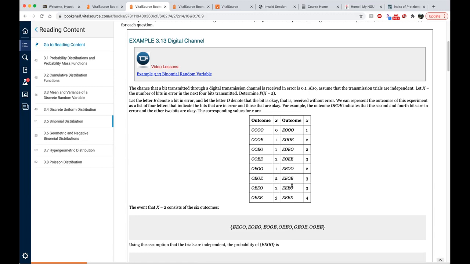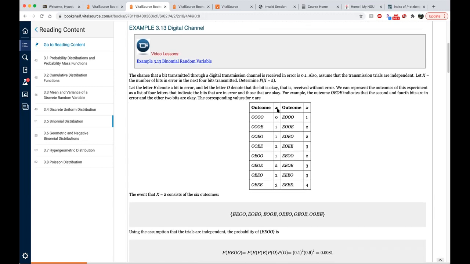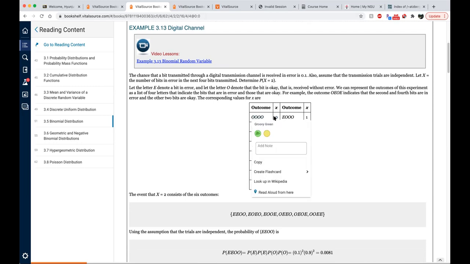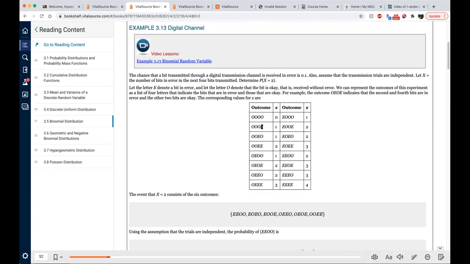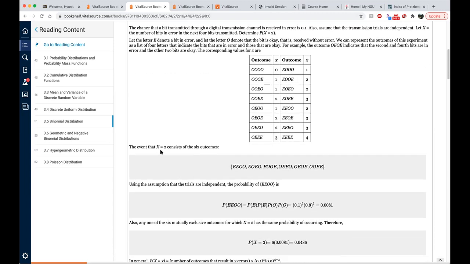So doing that, these are all the possible cases of the sequences. Now X is the number of successes. I know it sounds weird, but let's say a success means that we got an error. So the first outcome has 0, the second outcome we got one success, meaning one error. So now we count errors for each possible outcome. The event that X equals 2 consists of 6 outcomes, right? So we find the outcomes containing two errors, X equals 2, which is 6 outcomes.